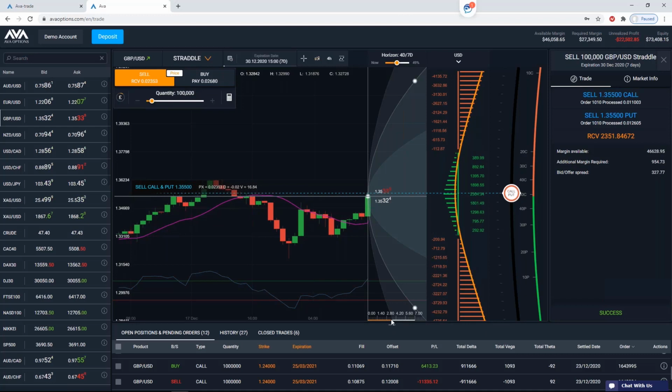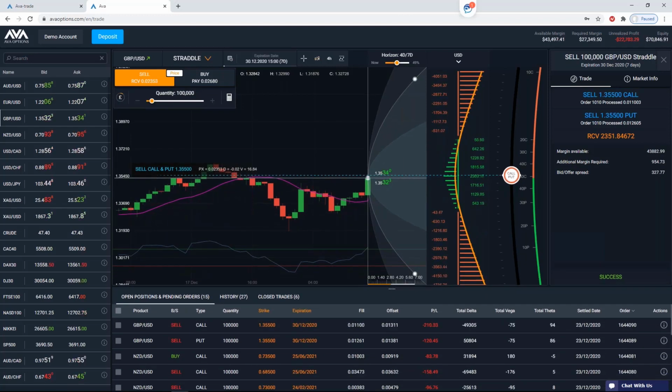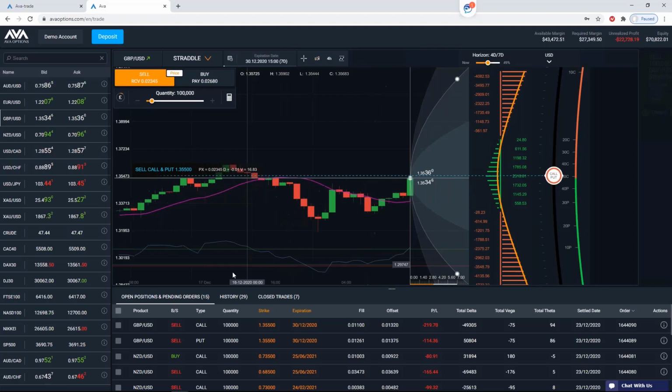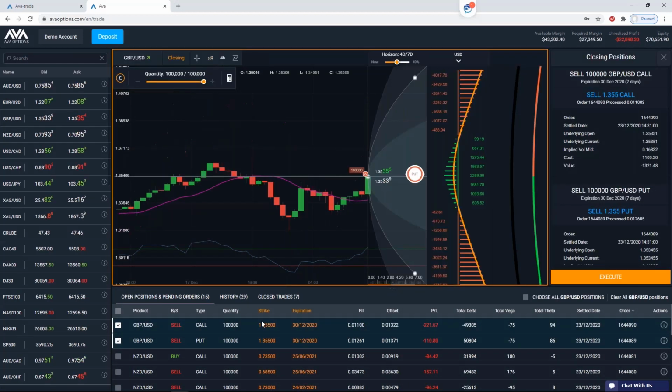You'll see down below, this has been done. Let's go back up to the top. And there it is, I sold a call and I sold a put. If I then want to go and close these trades, I can choose one or both or as many as I like. I'm going to close half, execute.